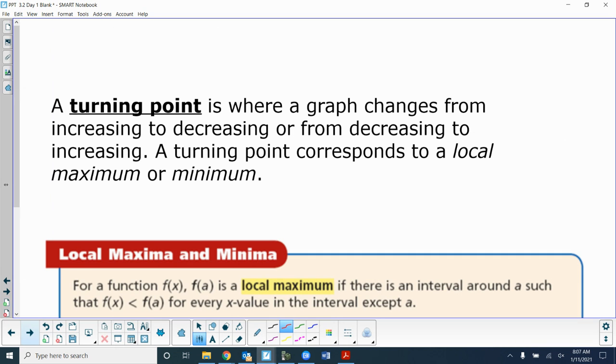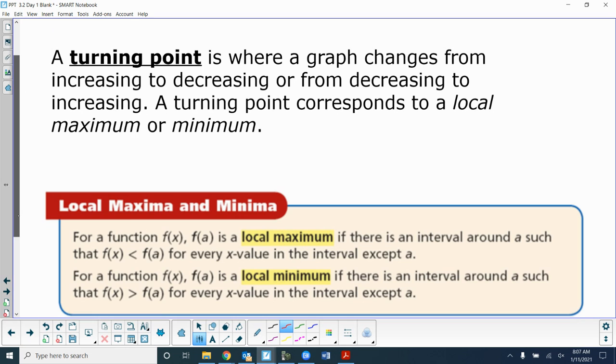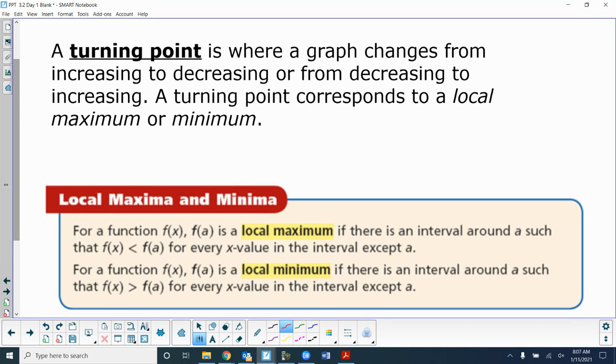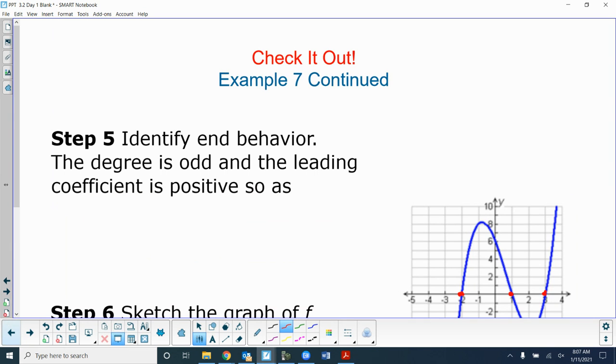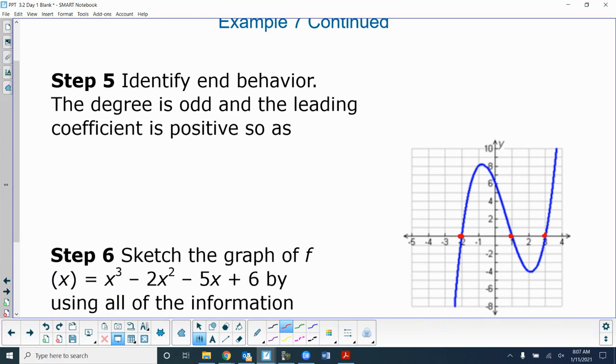Turning points, that's when it changes directions. The turning point is where the graph changes from increasing to decreasing or from decreasing to increasing. A turning point corresponds to a local max or local min. Maxes are when it's going up and then starts going down again. Mins are when it's going down and starts going back up again. So if we go back to the one we just had here, this is a max, and this is a min. Your calculator will find those for you.